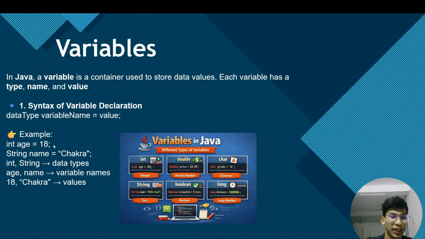Let us go through a second example. String name equals chakra. Here chakra is a string. It describes that chakra is a string which is stored in a memory block named name. int and String are data types, age and name are variables, and 18 and chakra are values.